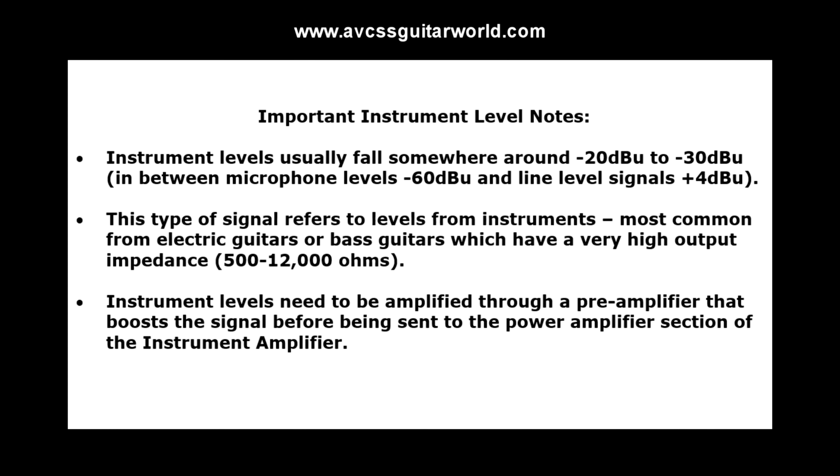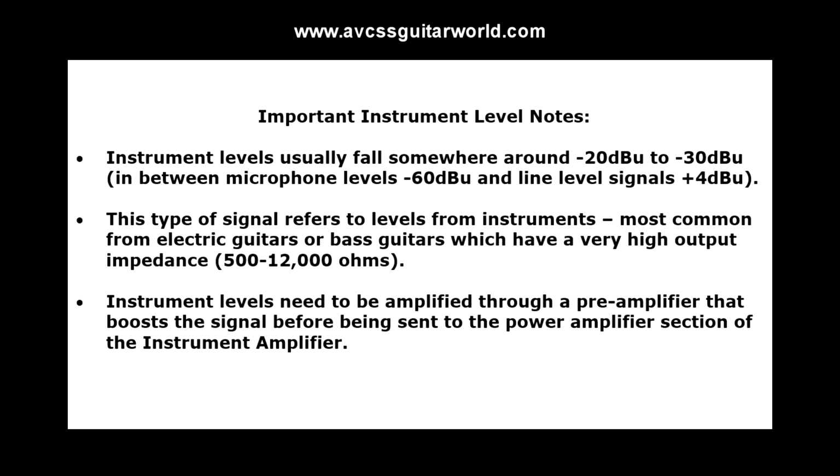Now let's take a look at instrument levels. Instrument levels usually fall somewhere around minus 20 dBu to minus 30 dBu, which is in between microphone levels, minus 60 dBu, and line level signals, plus 4 dBu.